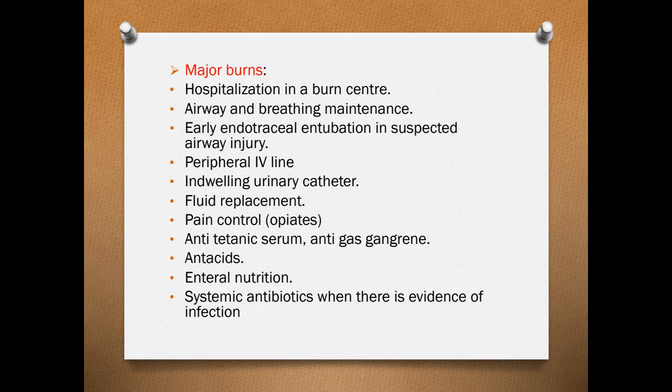and it will be very difficult for you to insert the endotracheal tube. Okay. And you have to insert a peripheral IV line for fluid resuscitation, and you put an indwelling urinary catheter, and this is important for monitoring the urine output because it reflects the adequacy of resuscitation. Then you need to replace the fluid deficit and control the pain, usually using opiates like morphine and pethidine.